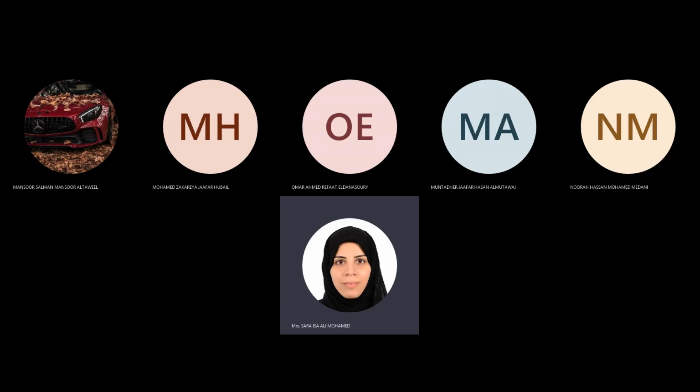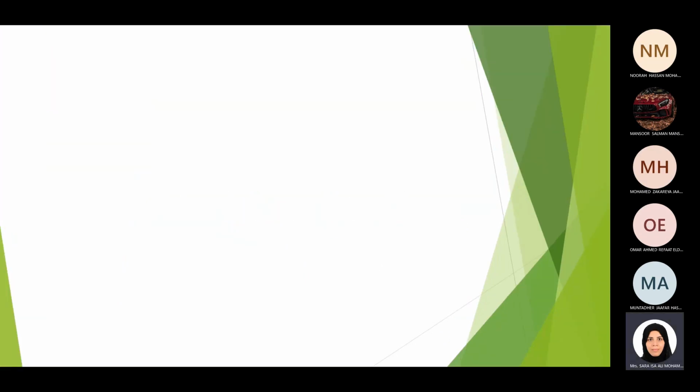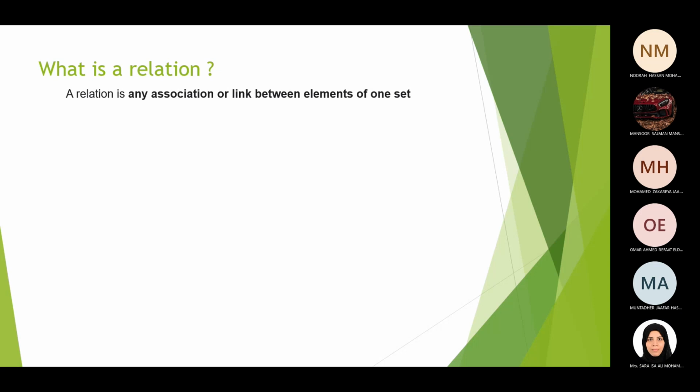In this tutorial, we will solve some exercises on relation. Before we start our tutorial, what does it mean, relation? Relation is an association or link between elements. As we said in functions, there is domain and codomain. And here, somehow, it's the same idea.